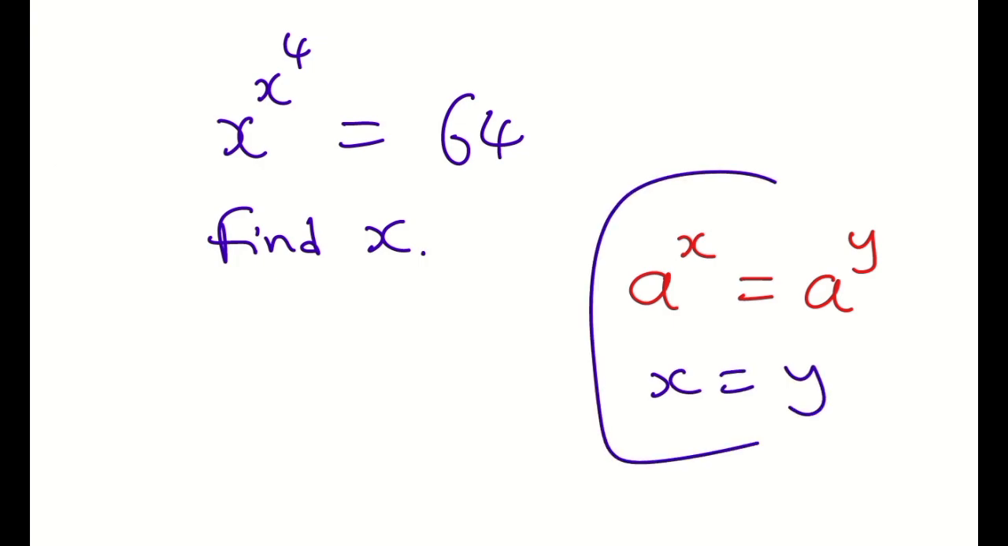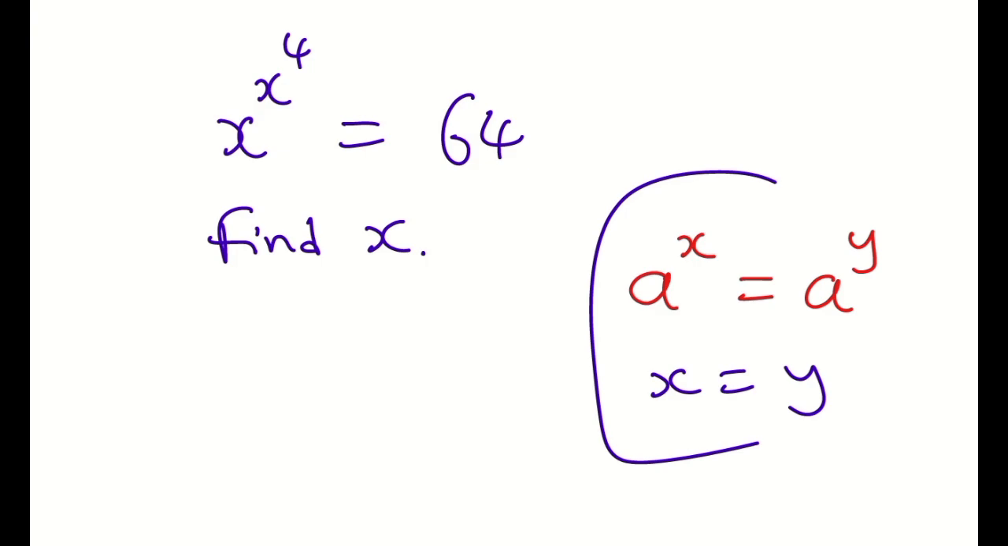Now coming here, you will see that what we have is x raised to the power of x raised to the power of 4, and this is 64. So if we can make 64 appear as a base being equal to its power, and we do the same thing here, then we'll just equate the two of them. Don't worry, I'll tell you what I mean. So first of all, I am going to apply the fourth power to both sides.